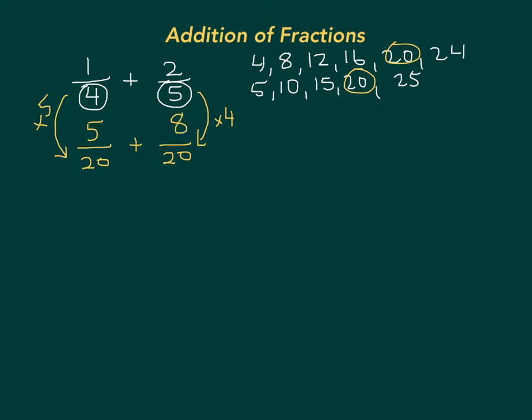So now we have 5 over 20 plus 8 over 20, and they have common denominators, which means we can add them. So 5 plus 8 simply equals 13 over 20. That's a strategy we know and have learned throughout the last couple of years. If this fraction were an improper fraction, we would turn it into a mixed fraction, and we talked about them earlier. We're now going to look at a second way of doing it.